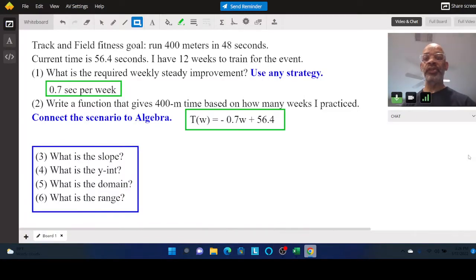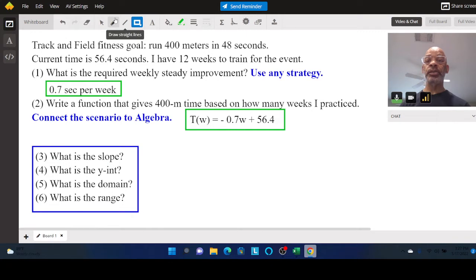Continuing from the previous scenario, I have added 4 questions, which are questions 3 through 6. What is the slope? What is the y-intercept? What is the domain? And what is the range? I want to answer these questions directly and also interpret what these things mean: slope, y-intercept, domain, and range.